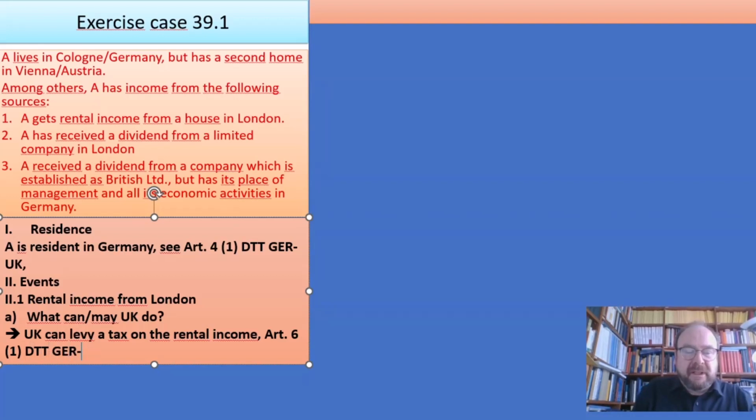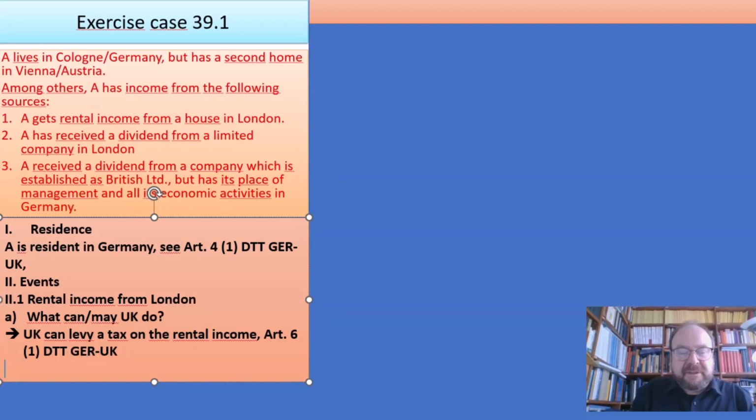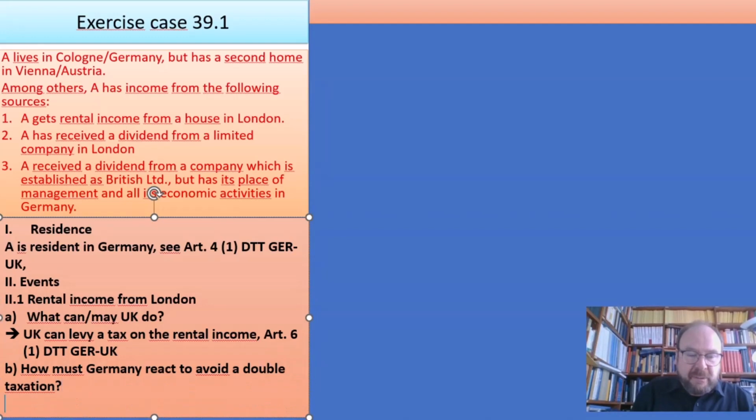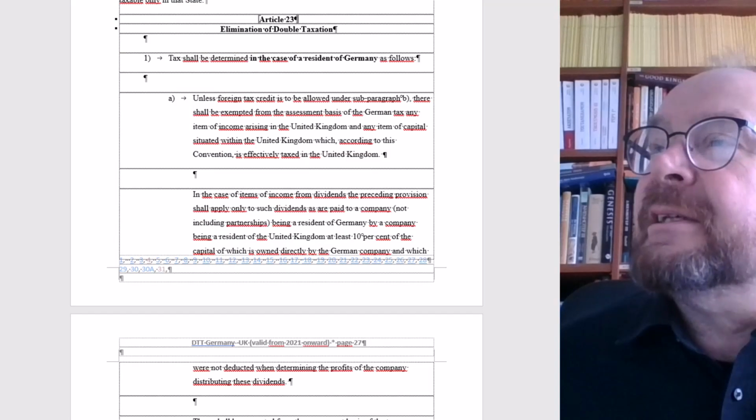Germany UK. And our next question will then be, how must Germany react to avoid a double taxation? And we suspect that this should be Article 23 in the A variant probably, but we will have to look that up in the treaty itself. So let's have a look at Article 23 or what corresponds to that in the British Treaty. Let's have a look here.